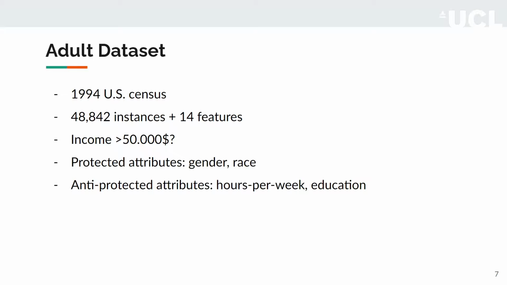We test this on a very popular dataset in fairness research, the adult dataset, which contains information about census data of 48,000 instances, and there's a label based on the income, whereas having an income above $50,000 a year is favorable and below is unfavorable. There are two protected attributes, gender and race, and we try to devise anti-protected attributes for which we want to maximize the disparity. However, here we need to state a warning that by no means do we want to say that you should treat groups based on working hours per week or education differently.